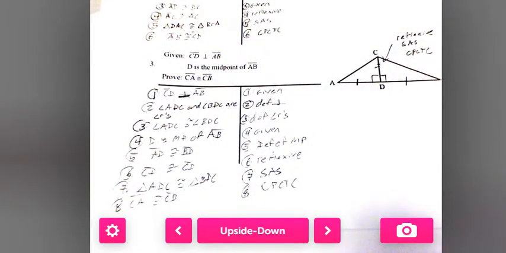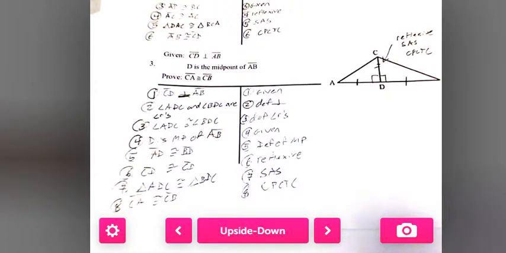Angle ADC and BDC are right angles by definition of perpendicular. ADC is congruent to BDC by definition of right angles. D is the midpoint of AB, given. AD is congruent to BD, definition of midpoint.